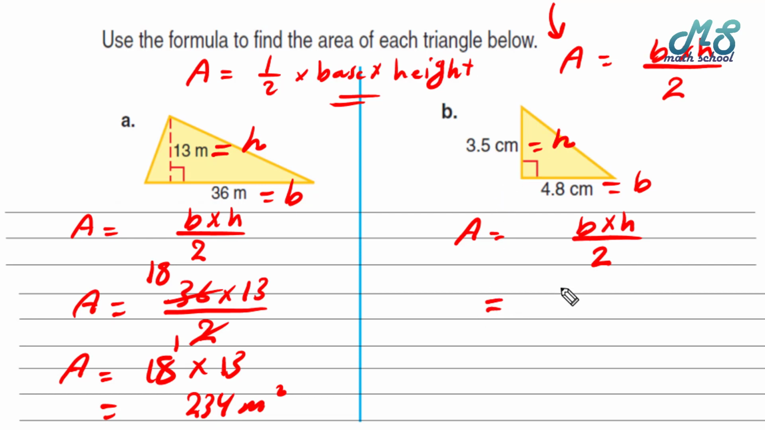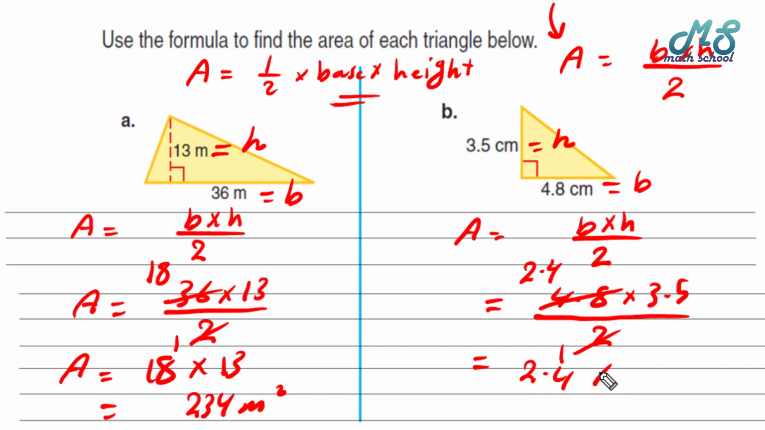So, multiply 4.8 times 3.5 over 2. We can note that 4.8 is divisible by 2. 4.8 divided by 2 equals 2.4. Now just multiply 2.4 by 3.5.